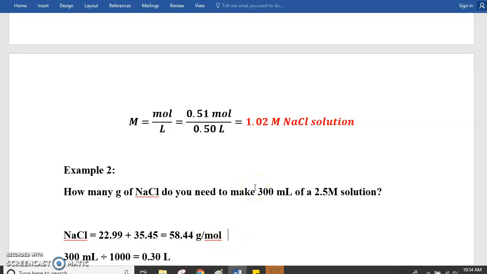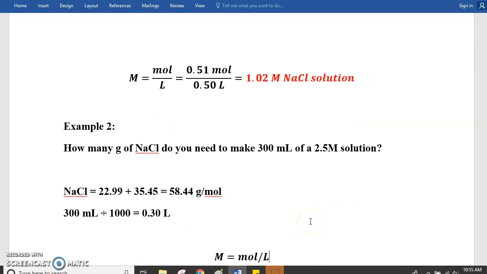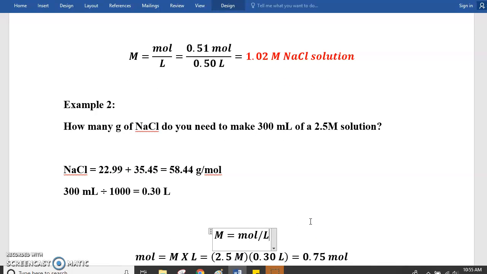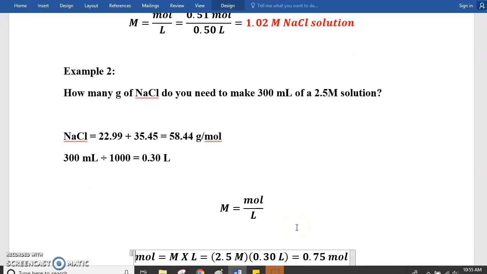In this case, we're making 300 mils, so that in liters is 0.3 liters, and we're told right off the bat that it's 2.5 molar. So we're going to rearrange our molarity equation. Molarity is moles divided by liters. If we're solving it for moles, moles is the molarity times the liters. So 2.5 molar multiplied by 0.3 liters gives me 0.75 moles.